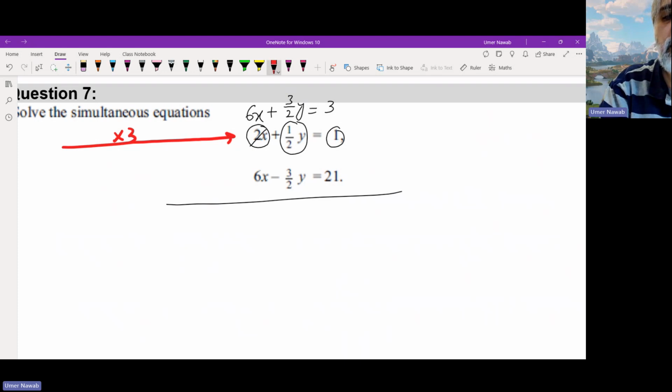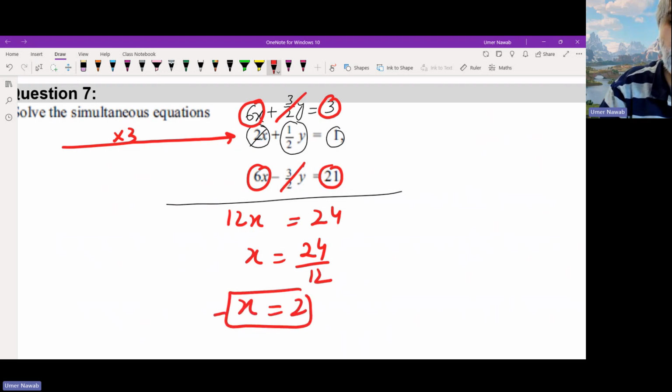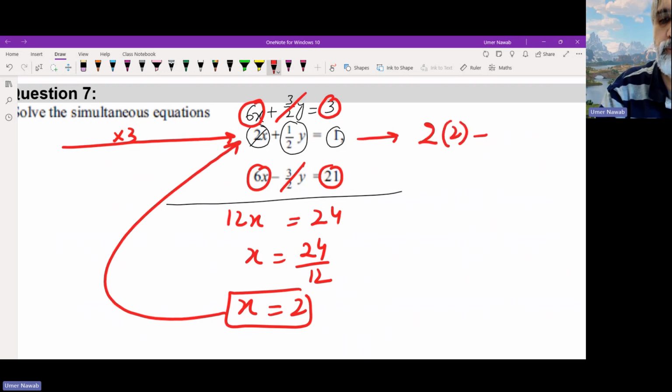Now, guys, allow me to cancel 3 over 2 y with the minus 3 over 2 y. 6x plus 6x is 12x. 3 plus 21 is going to give you 24. So 24 divided by 12 gives you x is equal to 2. I'm going to plug it into the first equation. So 2 times 2 plus half y is equal to 1. This is 4 plus half y is equal to 1.